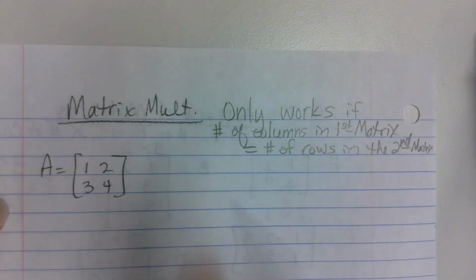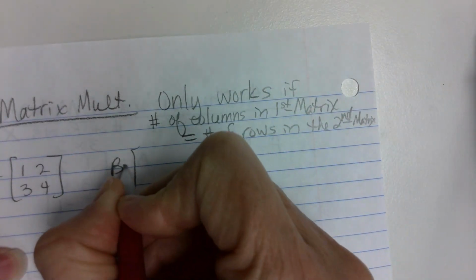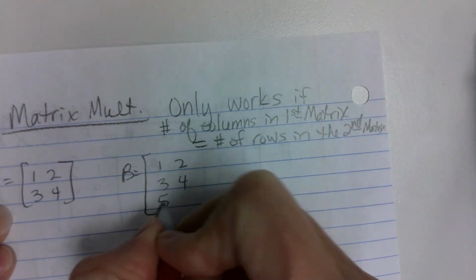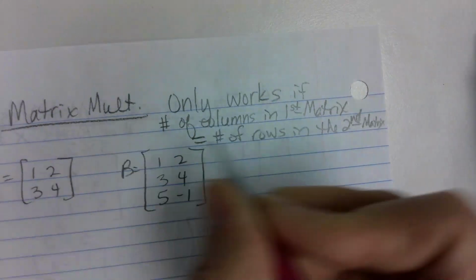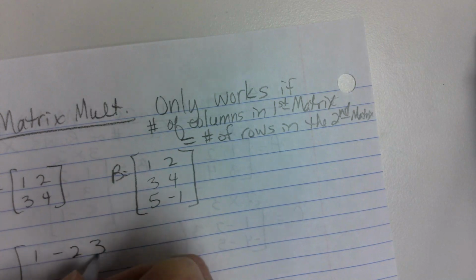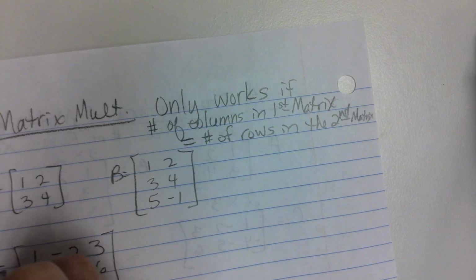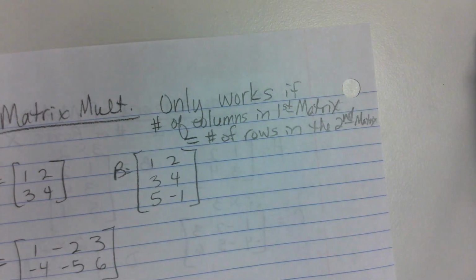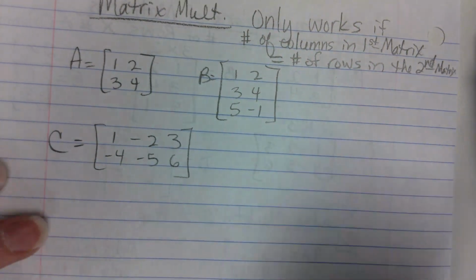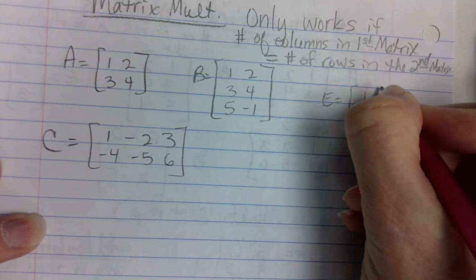So A was 1, 2, 3, 4. B was 1, 2, 3, 4, 5, -1. What was C? 1, -2, 2, 3, -4, -5, 6. Okay. That's gonna be enough to start. Well, give me E. What was E? 1, -3. B times A?